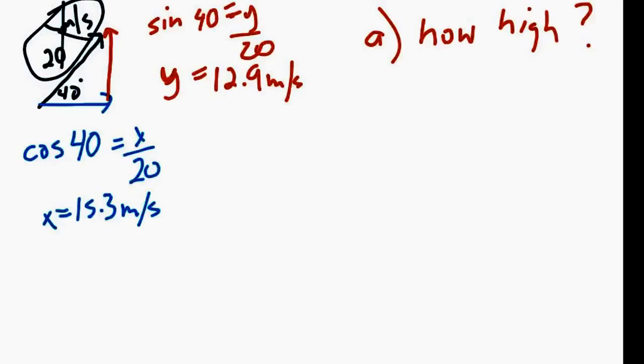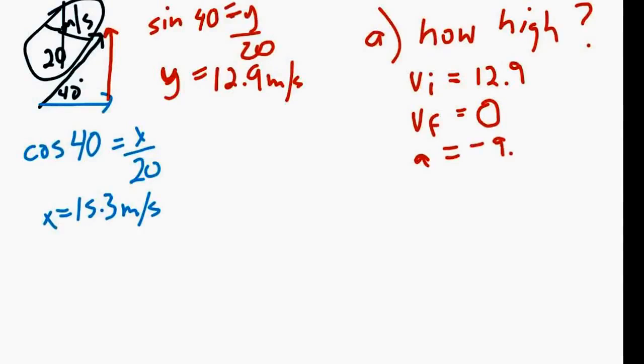So if we want to know how high that ball is going to go, we're going to have to think in vertical, right? Height is vertical, so we want to use our vertical information again. So we'll have initial velocity is 12.9, we just figured that out. We know our final velocity when it gets to the peak is going to be 0, right? It stops when it gets to that maximum height. We know our acceleration is the only thing that's slowing that thing down.